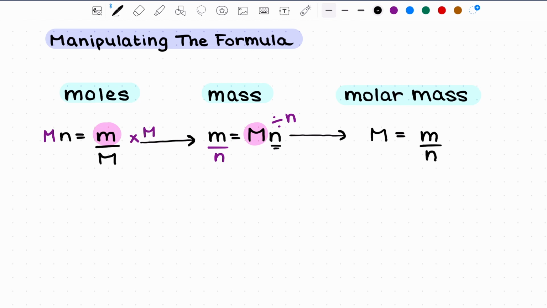So I'm going to write down the three formulas one more time, just to be extra clear here. So we figured out that moles is equal to mass divided by molar mass. This one is given to us. We also got that mass is equal to molar mass multiplied by moles. And lastly, we saw that molar mass is equal to mass divided by moles. Now that we have these three formulas, let's go on and do 3 chemistry practice problems where we solve for each of the possible unknowns.